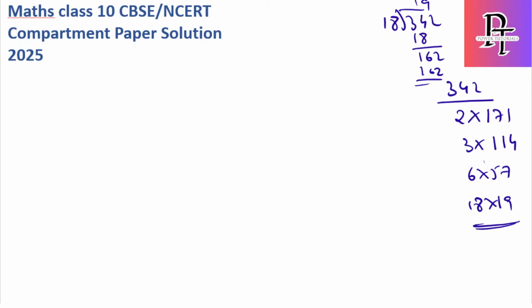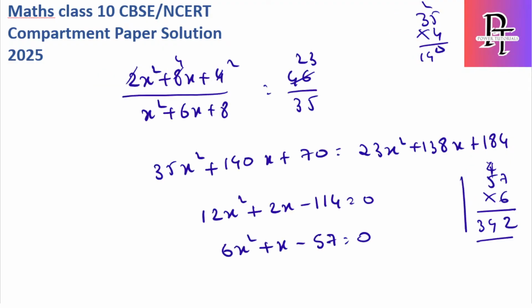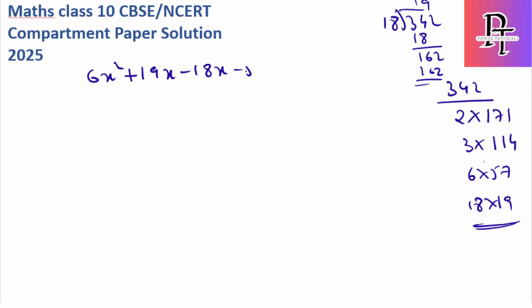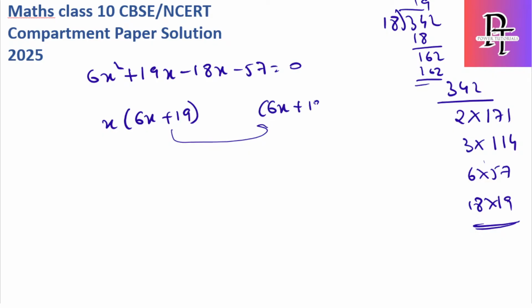So simply we will get 6x square plus 19x minus 18x minus 57 is equal to 0. Okay, so the first two terms common is only x, which I can directly write as 6x plus 19. If you have seen my previous videos, I have provided the trick for how to solve a quadratic equation. Just write this term again first. So this becomes 6x plus 19 is equal to 0. Then write the common value. We have minus 18 and 6 here, so simply minus 3.